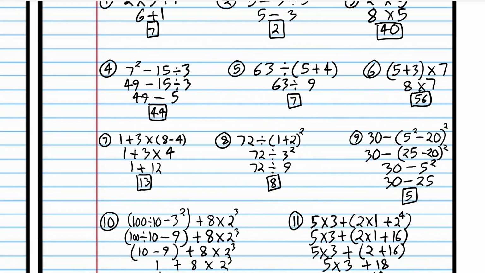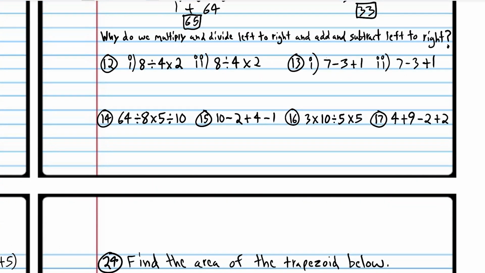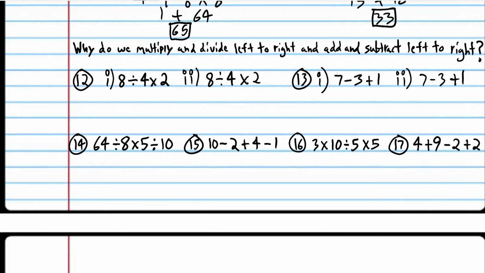So let's talk about what we mean here. We have two expressions that are exactly the same. 8 divided by 4 times 2. Now again, the acronym tells us to multiply first. So look what happens if we multiply first. 4 times 2 is 8. And then 8 divided by 8 is 1. Now that's actually the incorrect answer. So that did not work.